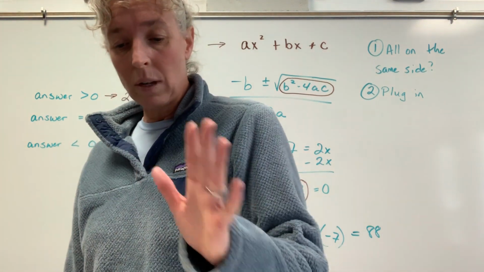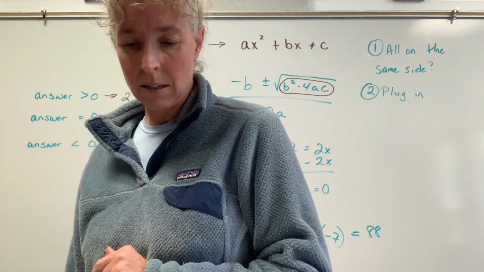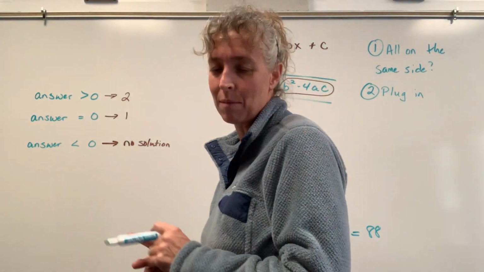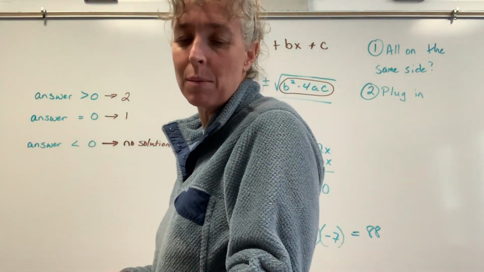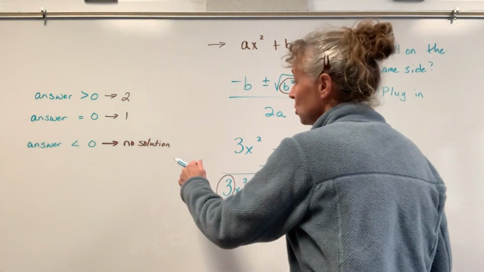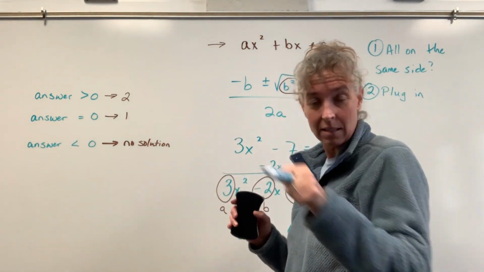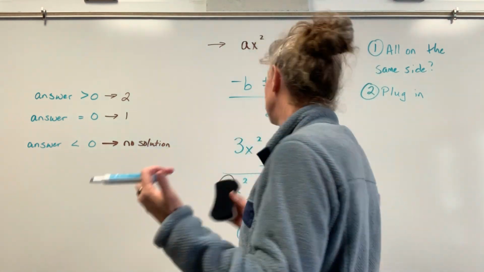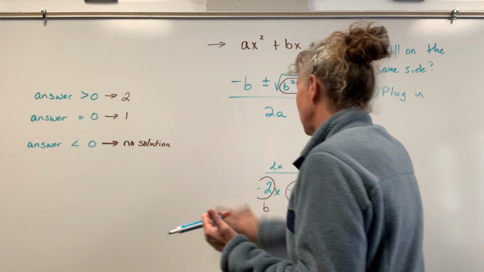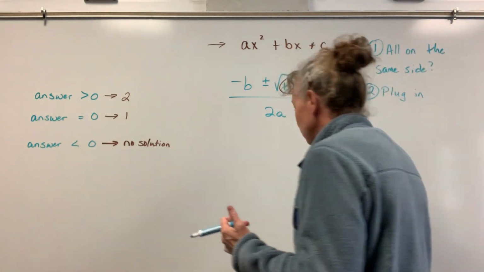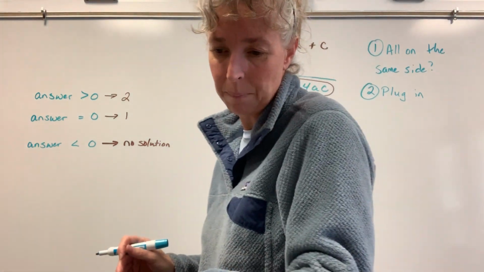Okay, so let's try example 3. Example 3 is exactly the same, only the directions say, find the number of x-intercepts. Well, remember when we graph something, the solutions are where it hits the x-axis. So the x-intercepts are the exact same thing as the solutions. So we're going to do it exactly the same way.